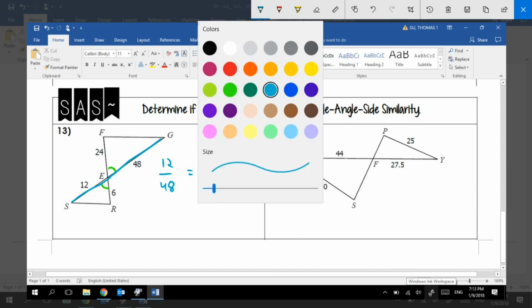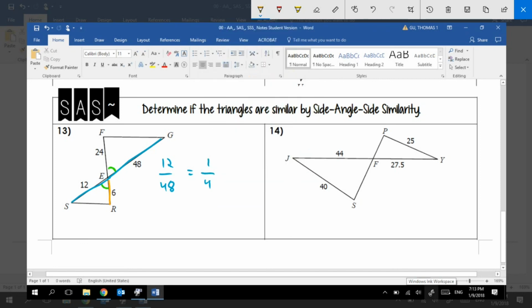Then the other corresponding side is this side ER and EF. So it's going to be 6 over 24. If I divide 6 by 6, it's 1. If I divide 24 by 6, it's 4. Boom! Two of my sides, the ratio is the same, and I have a congruent angle in between the two sides. So the answer is going to be yes, they are similar, and triangle SER is similar to triangle GEF.